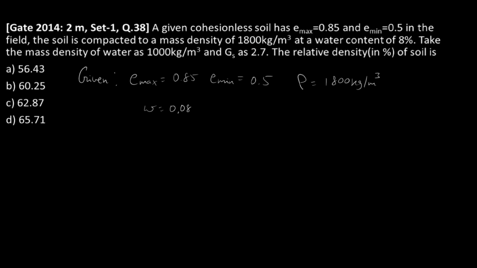They have also given: take the mass density of water equal to 1000 kilogram per meter cube, and G, specific gravity of soils, is equal to 2.7. Now they are asking us the relative density of soil. So we'll start deriving the solution.